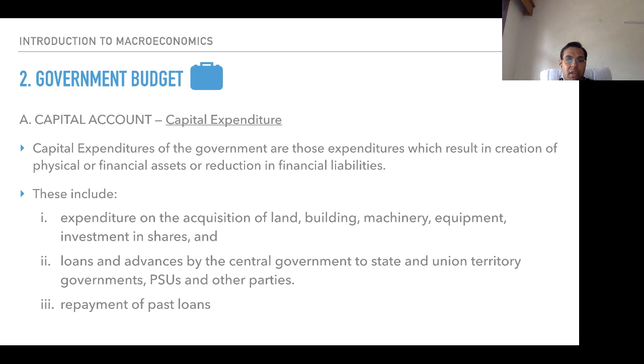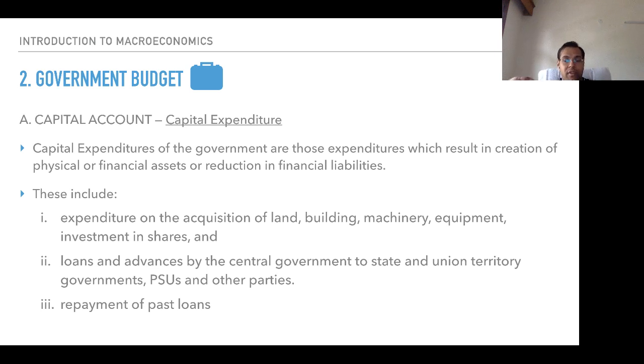Capital expenditures include expenditure on the acquisition of land, building, machinery, equipment, investment in shares. If the government of India is acquiring land, building, machinery or equipment, it would be considered to be capex. If the Government of India is buying back shares or investing in some PSU, or in some other company or venture, that is also considered to be capex, capital expenditure.